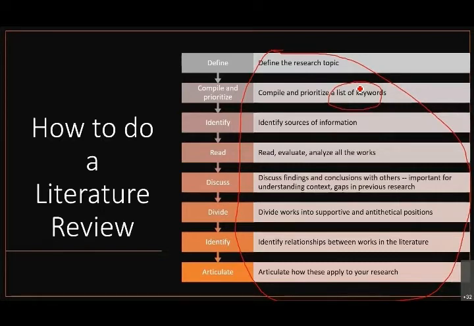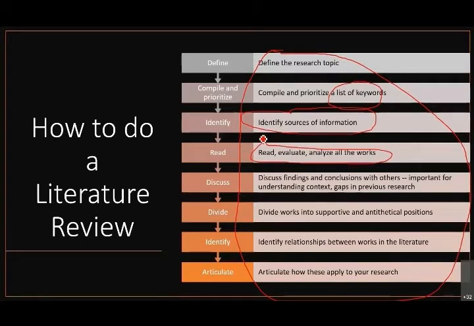For example, perceived ease of use, easiness, everything is the same meaning. That's why you have to use different keywords. And you must know the source of information, which database, which website you need to get the information from. Then after you get all of this, download the articles, then start to read and analyze all the works.